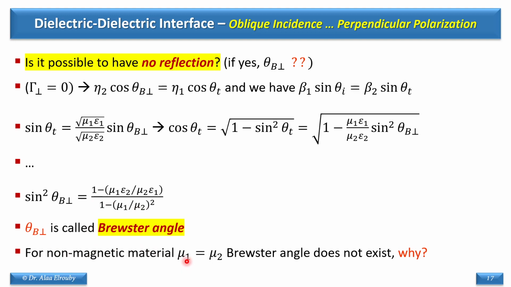So if mu1 equal mu2, which is non-magnetic material, there is no Brewster angle. Why? Because 1 over 1 will equal 1. So this would be 0 and this would be infinity, and of course for infinity, there is no corresponding angle. So the Brewster angle does exist if we have magnetic material. If it is a non-magnetic material, if mu1 equal mu2 equal mu naught, then there is no Brewster angle. And Brewster angle is the angle at which there is no reflection in media number 1.